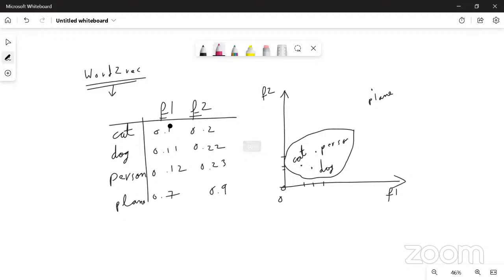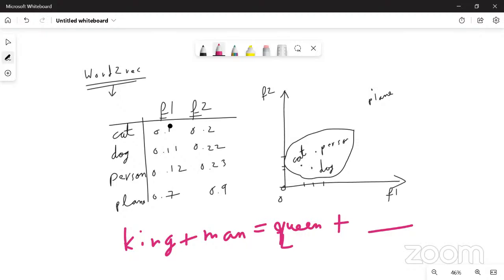A very popular thing that gets talked about here is this one: king plus man is equal to queen plus what? What is the answer, guys? I know it's very obvious. What is the answer? King plus man equal to queen plus woman? Absolutely, yeah. But then imagine a machine doing it. Now, we are human beings, we have a lot of intelligence, but imagine a machine doing it.